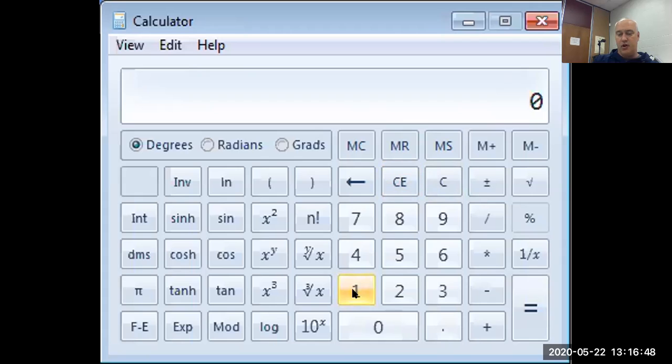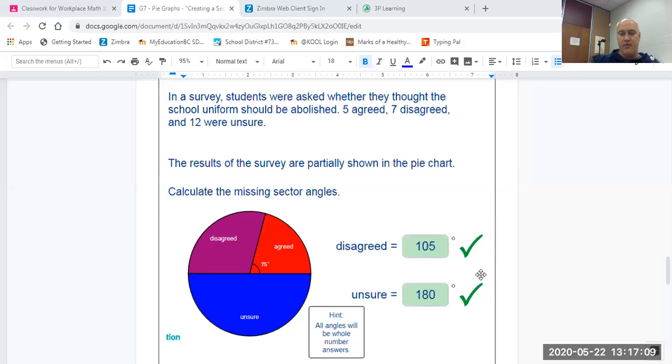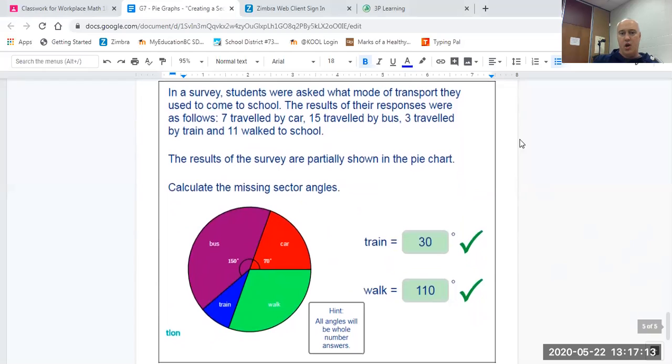Likewise, for unsure, we're going to go 12 divided by the total of 24 and then multiply by 360 degrees, which gives us exactly 180 degrees. So that's why the disagreed is 105 degrees, the unsure is 180 degrees. So let's just click back and take a look at that. So that's why we got 105 and 180. And let's take a look at one last example.